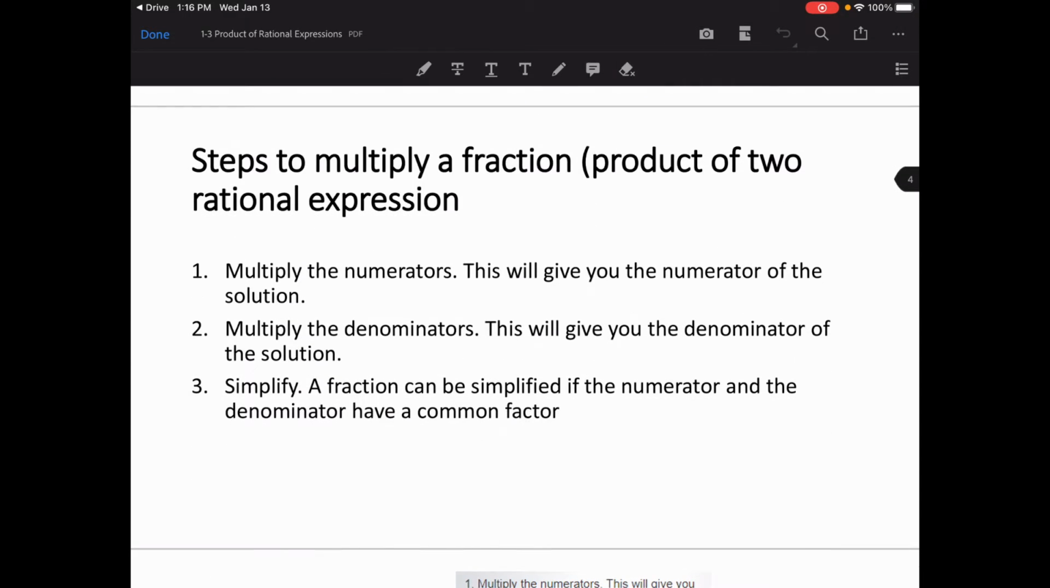The steps to multiply fractions, or the product of two rational expressions: you're going to multiply the numerators, meaning you multiply the tops of the fractions together, and then you're going to multiply the denominators, which will give you the denominator of the solution, and then you will simplify. In some cases it will already be in the simplest form, but in some cases you will have to simplify it.